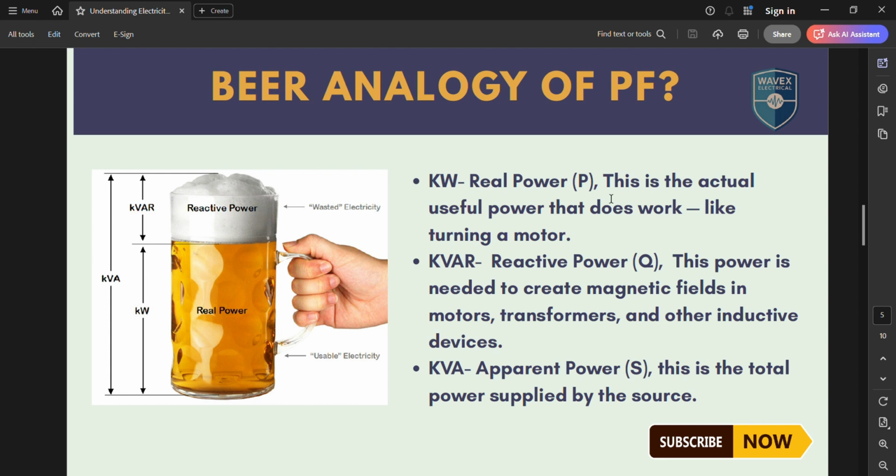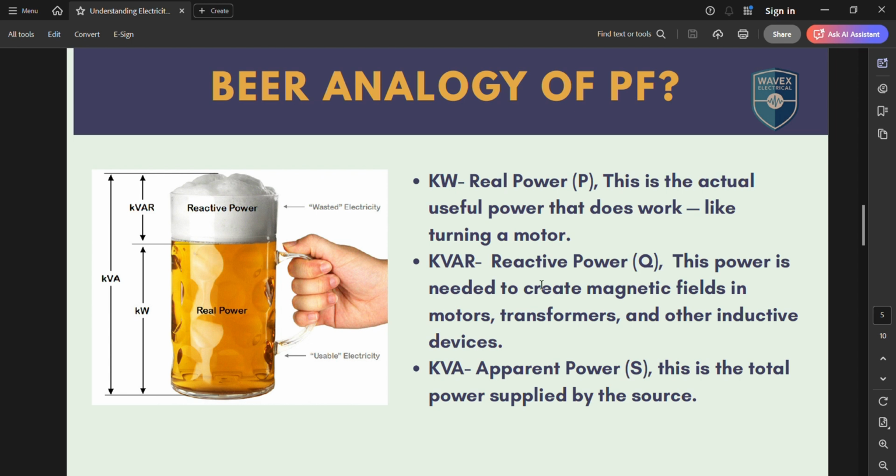Real power, what is that? This is the actual useful power that does the work, like turning a motor. And this foam, this is called what? Wasted electricity, and that is what? kVAR. So we can say kVA is equal to kW plus kVAR. That is a vector sum of kW plus kVAR.